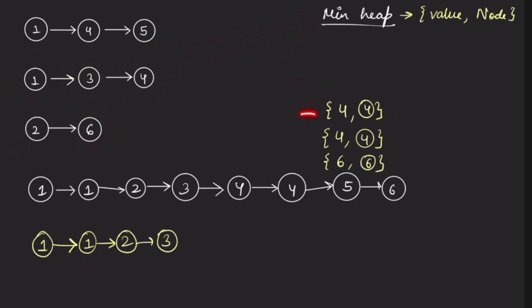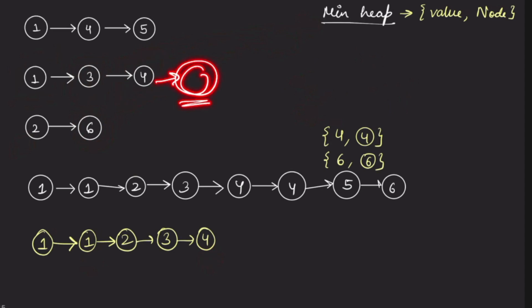Now which is the smallest? Again this 4 only. So now we will pop this 4, right? And it will be removed from our heap. Now this particular node 4 was this node, right? Now you see that we do not have any node over here. Then that means for this node, we do not have anything to push inside our min heap. So we will just move forward.